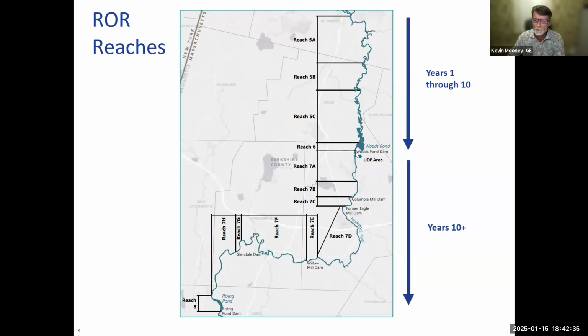Once we're done with all the work upstream of Woods Pond Dam, then we'll continue and do the work mainly in the impoundments downstream. There's a number of impoundments in Reach 7, and then there's also an impoundment associated with Rising Pond Dam in Reach 8.